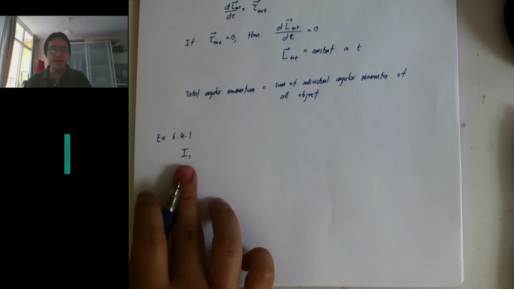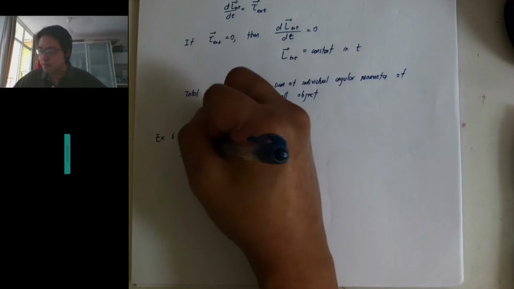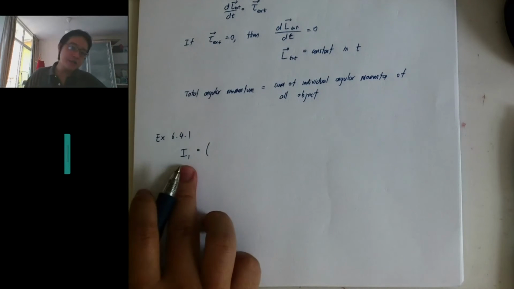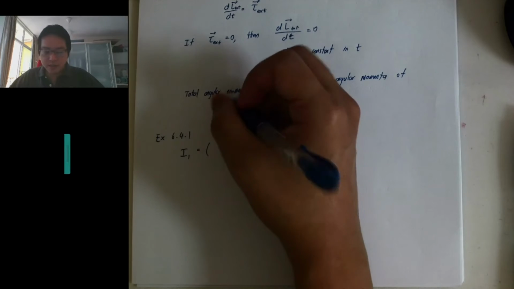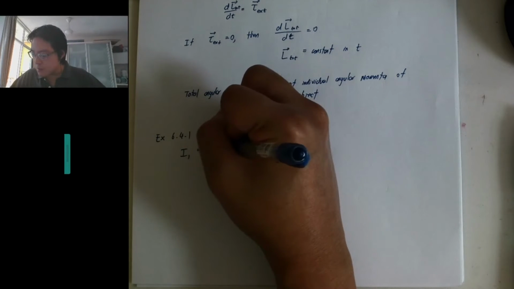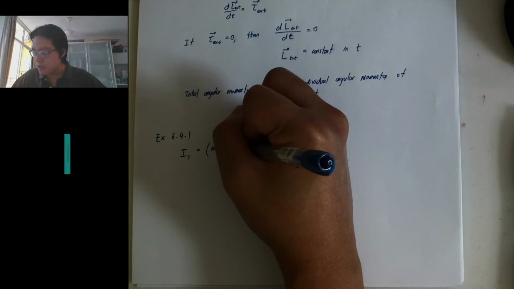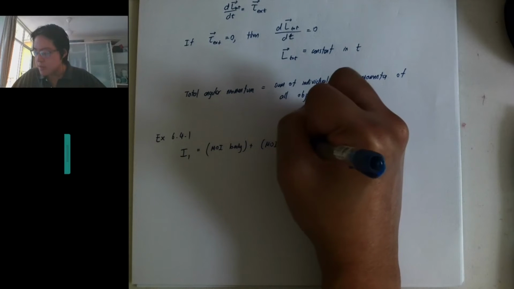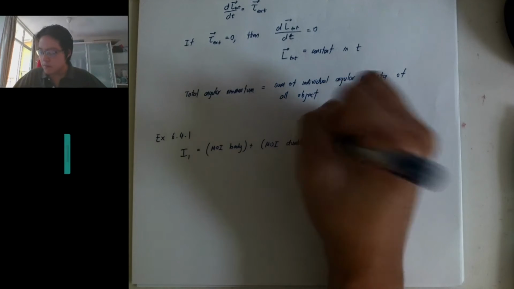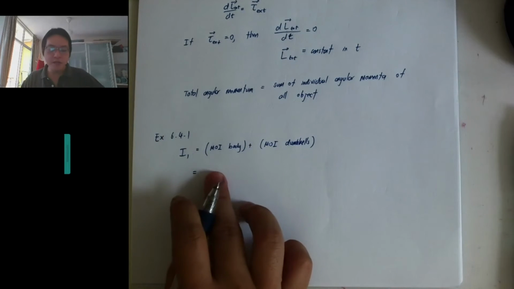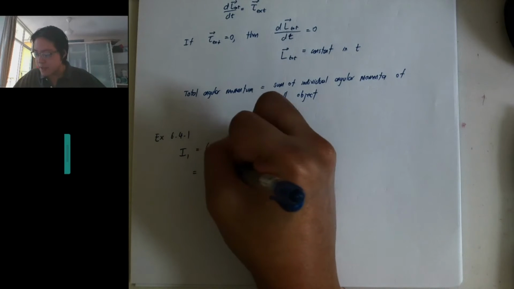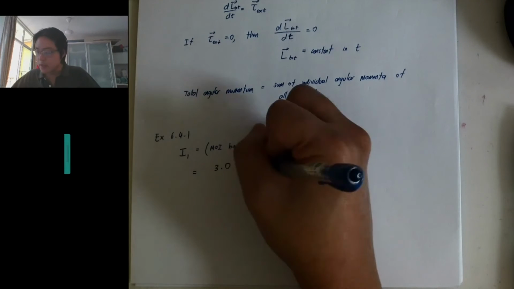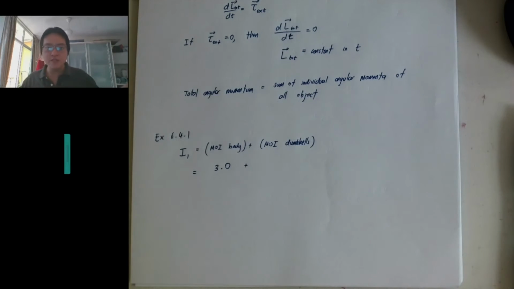Okay, so let's say 1 is the first one. My first angular momentum is the moment of inertia times the angular velocity. The initial moment of inertia should be the moment of inertia of Albert's body plus the moment of inertia of the dumbbells. What is the moment of inertia of the body? The question just gave you the number directly. It's just 3.0. And then the dumbbell, we assume it is a point particle because they didn't give the shape and the size of the dumbbell.